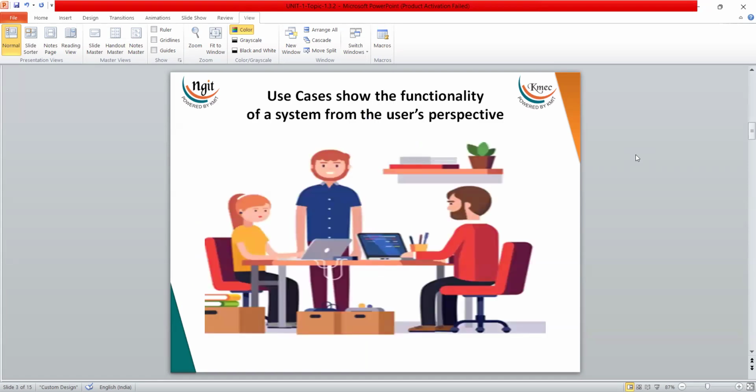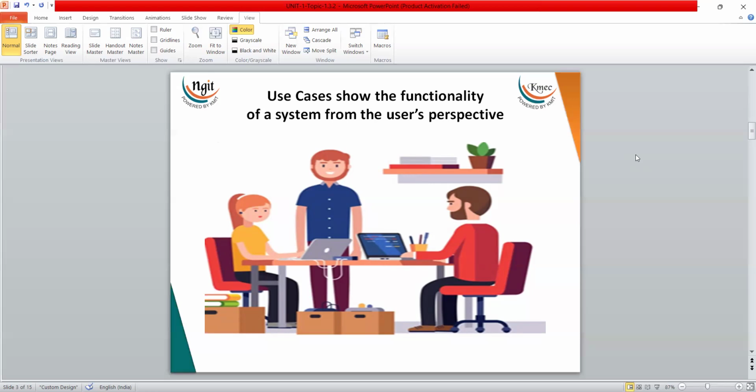So coming to the use case diagram, generally this diagram comes under the behavioral diagram. As we know, all the UML models are under behavioral and structural. So this use case diagram comes under the behavioral diagram. Generally, this diagram is used whenever the user approaches the developer.